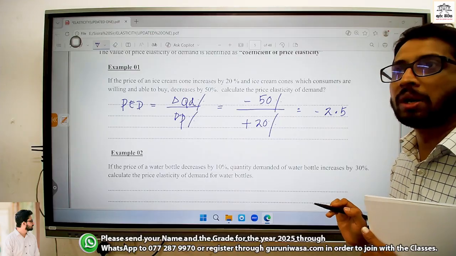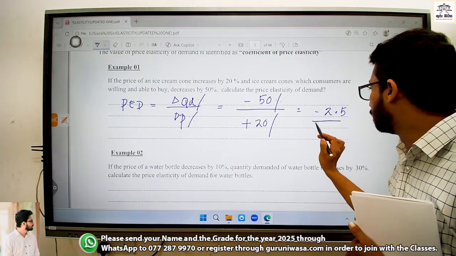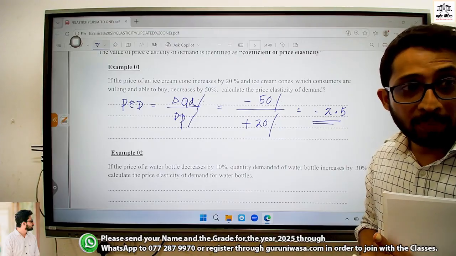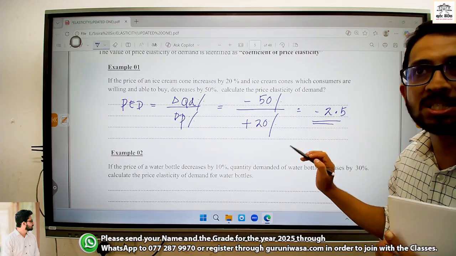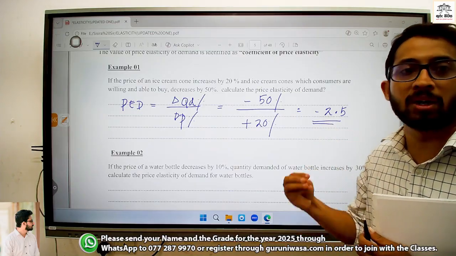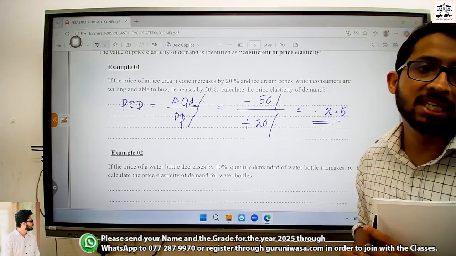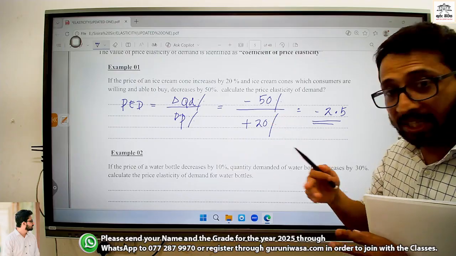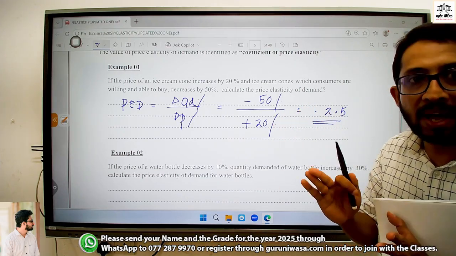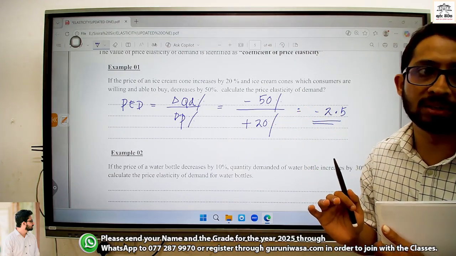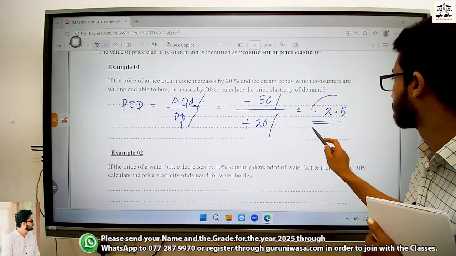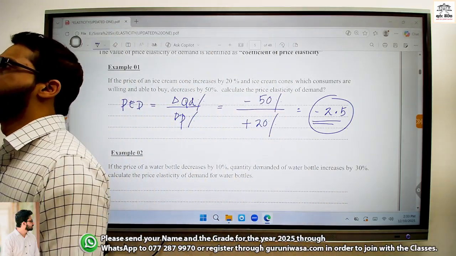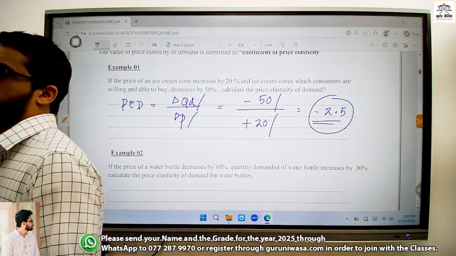Remember, this PED value is called the coefficient of PED. 2.5 is called the coefficient. The percentages cancel; only the value, but the sign is so important. Any doubt?